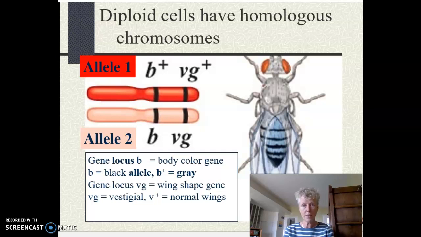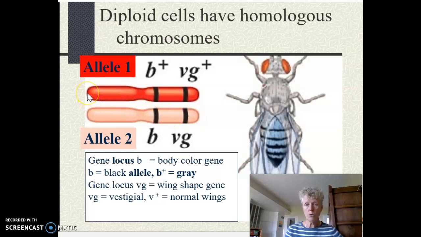You know that diploid cells have homologous chromosomes, and that is why they are diploid, because they have two chromosomes of the same type, one from mother, one from father. What you can see here in red might be mother's, and in pink might be father's chromosome.